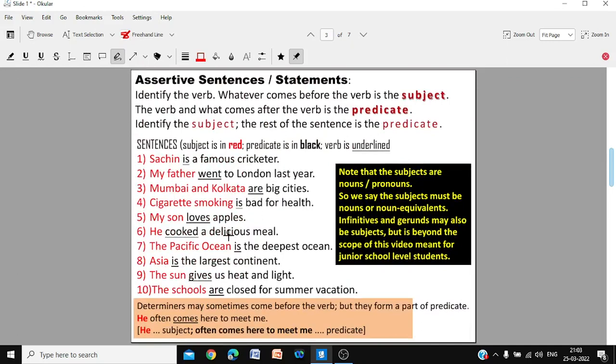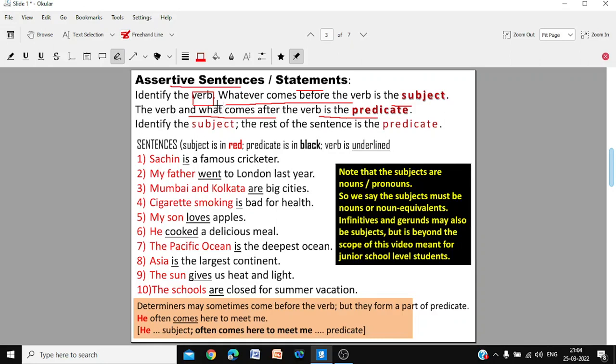How to identify the subject? First, let us take assertive sentences or statements. Identify the verb. First, identify the verb. Whatever comes before the verb is the subject. And the verb and what comes after the verb, that forms the predicate. The verb is the predicate, and whatever comes after the verb is also predicate. Whatever comes before the verb is the subject. So the first thing is to identify the verb.